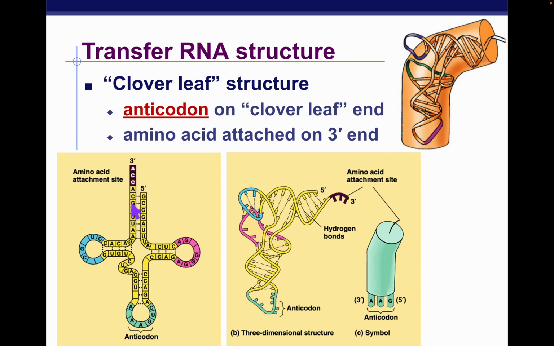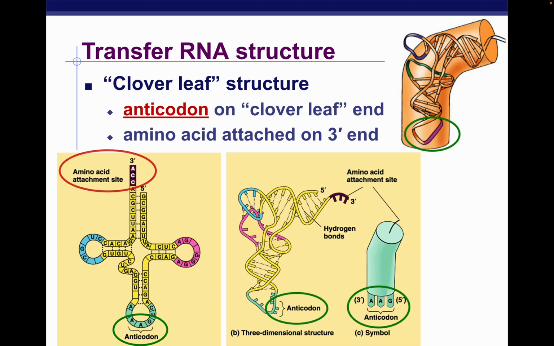So these little tRNAs carry amino acids with them everywhere, okay? And this is their 3' end. And here's their anticodon. And this is what we're looking at here. tRNAs are going to bring amino acids over to the mRNA. Okay.